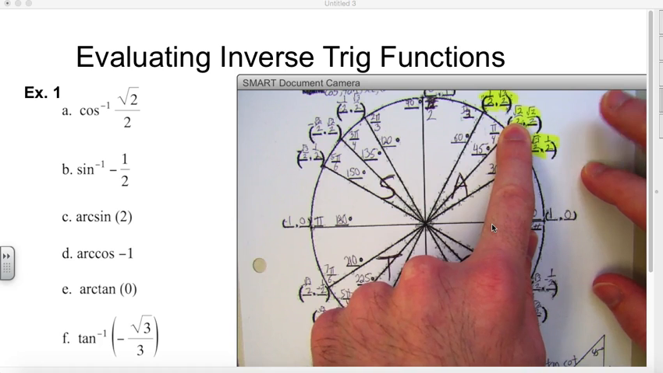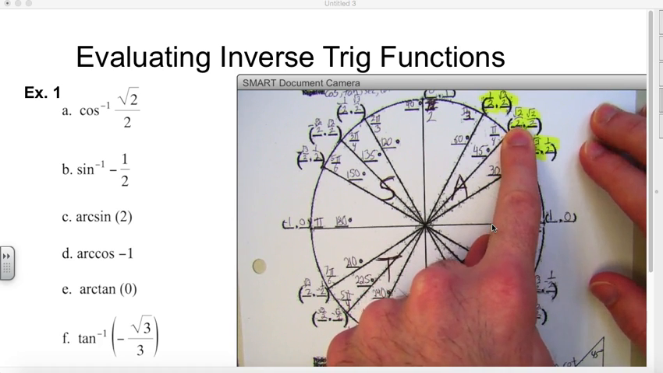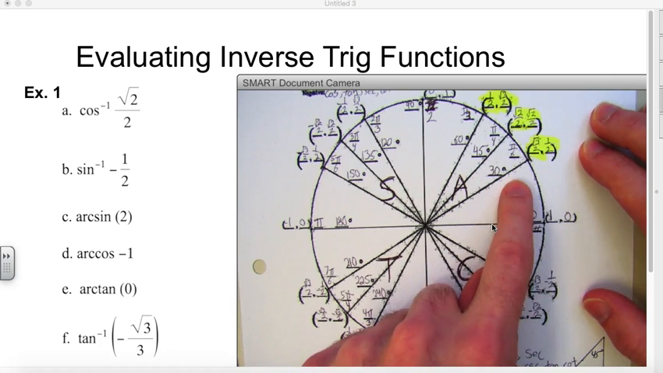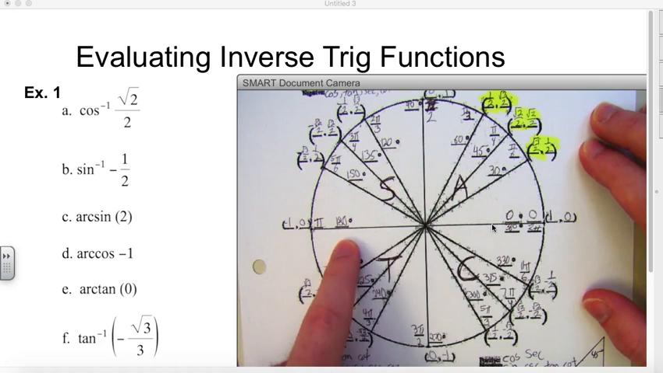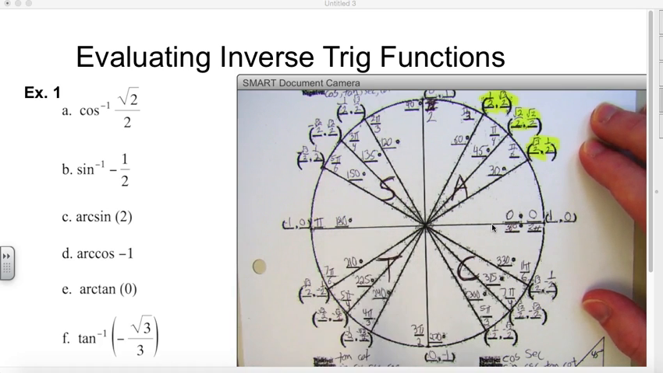Good question. So John asks, are there not multiple angles? There are. So you can see square root of 2/2 right here, and also square root of 2/2 down here. So it's like, well, which one do we use? Okay, so here's the rule. For cosine, you use the angles up at the top. Anything between 0 and pi, or 0 and 180, that's the ones you use if it's arc cosine.